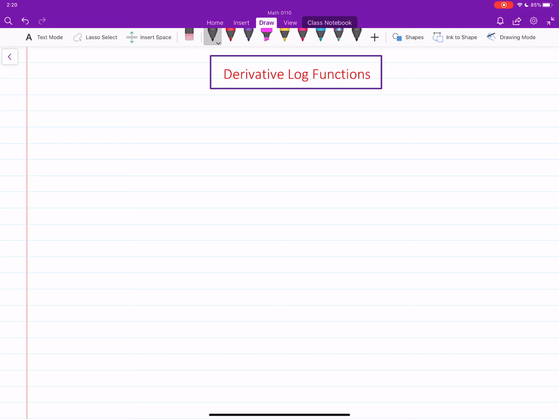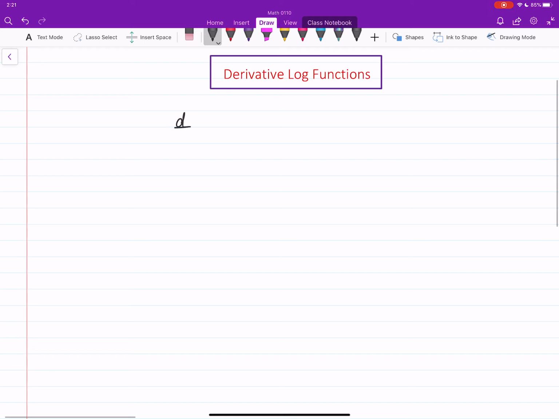Hi, in this video we will learn what is the derivative of the logarithmic functions. We'll start with the natural logarithmic function and the derivative of that. Then we'll go further and see what is the derivative of logarithmic function with general base.